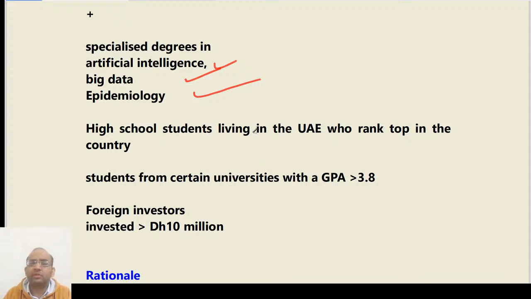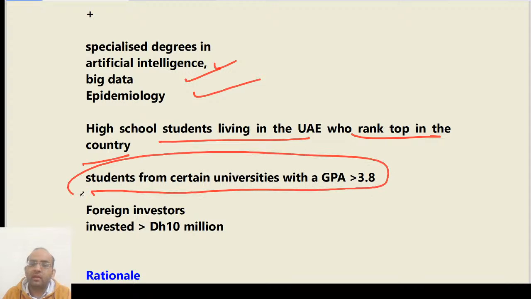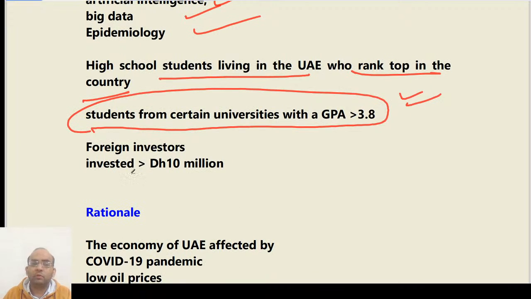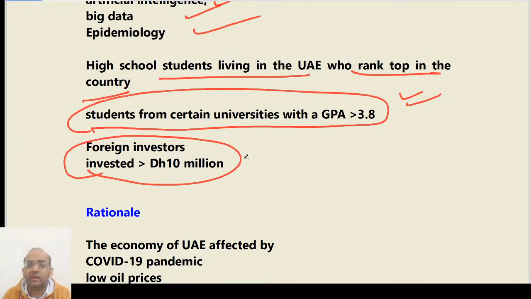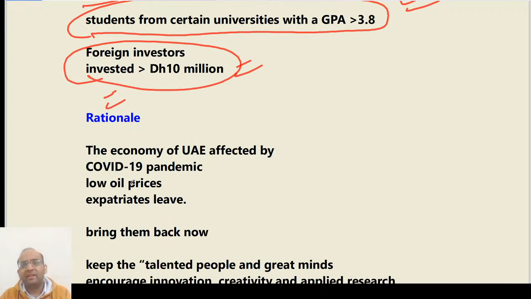And high school students from the expatriate or diaspora community living in the UAE who rank top in the country would also get this golden visa. A student at a certain university with a grade greater than 3.8 is also eligible. Not only those, but also those who have invested more than 10 billion dirham in the UAE can get the golden visa. Why are they inviting?